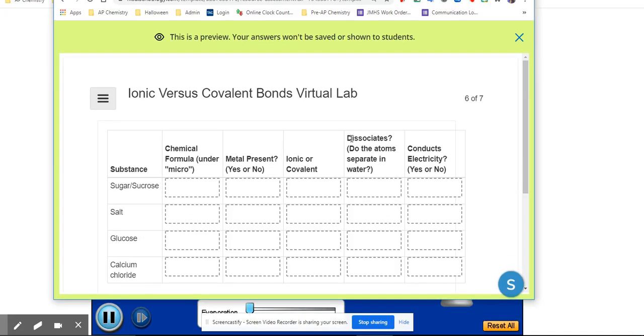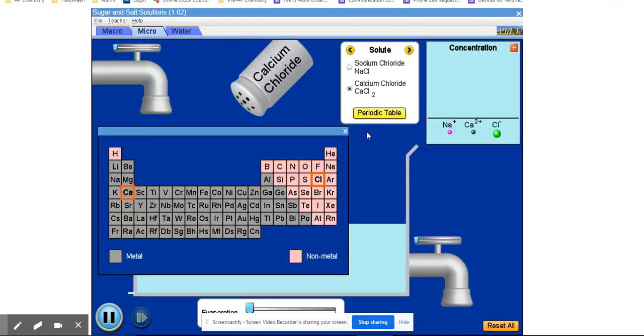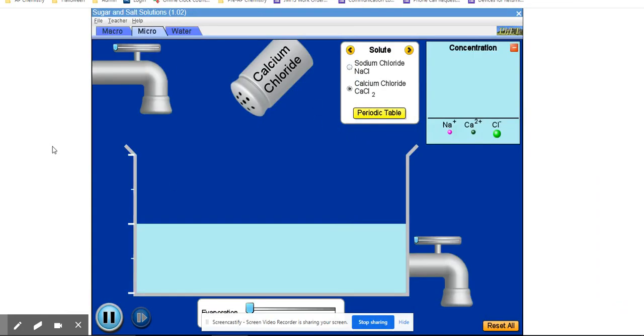Okay. The next question we're going to be answering is, does it dissociate? Do the atoms separate in water? So we're going to change our simulation over to, actually, we're going to leave it in micro for now, and then we'll go over to water in a second. But let's go ahead and look at our original first two, which is the sodium chloride and sucrose. So here's some sodium chloride.